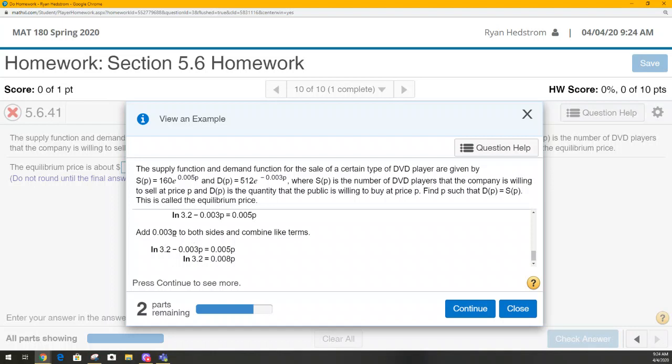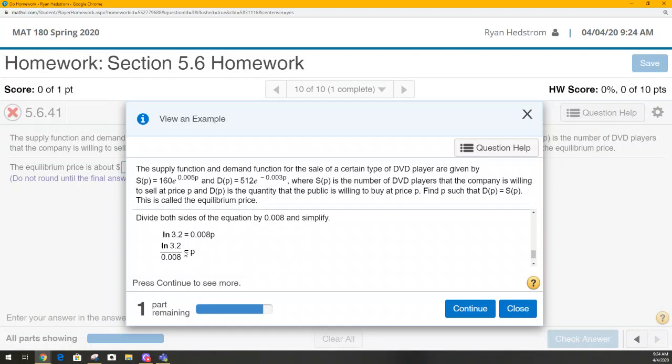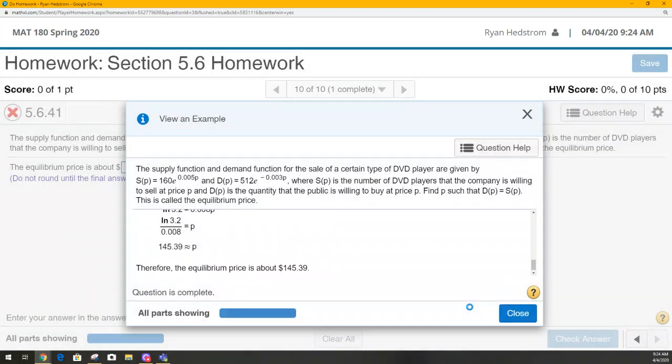And then it becomes just an arithmetic problem, an algebra problem. We've got the natural log of 3.2 minus this. We're going to add 0.003p to both sides. We're going to get 0.0008. And then we're going to divide both sides by 0.0008. And we're going to get our value of p. And that's going to give us 145.39 as the equilibrium price.